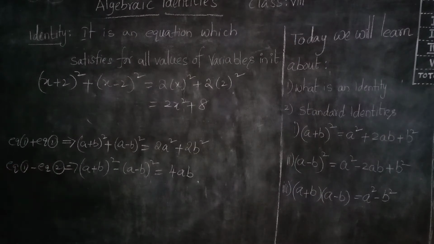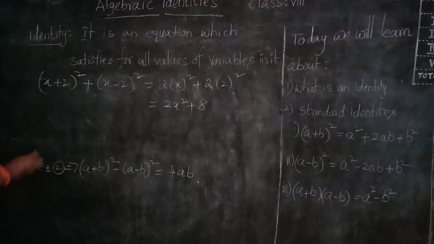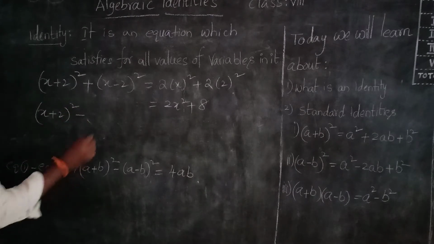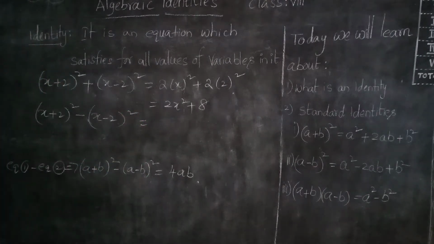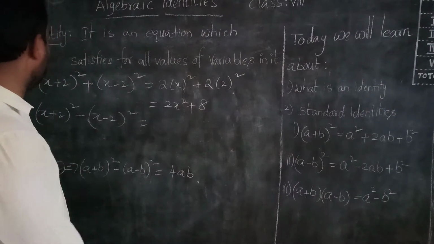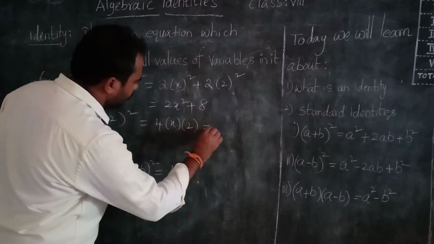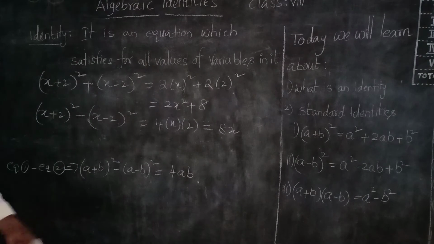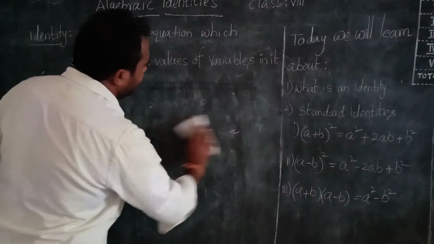So for this same problem, I will take an example for this also. x plus 2 whole square minus x minus 2 whole square is equal to 4ab. Here what is the a value? a value is x, b value is 2. 4 into x into 2, that is equal to 8x.